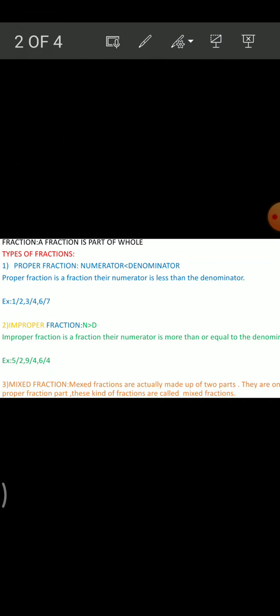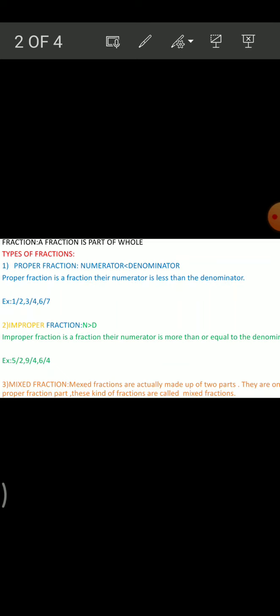And next, improper fraction. In an improper fraction, the numerator is greater than the denominator. Already we discussed it. An improper fraction is a fraction whose numerator is more than or equal to the denominator. Symbolically we can write n is greater than or equal to d. Examples for this: 5 by 2, 9 by 4, 6 by 4 etc. In those examples, in every case the numerator is bigger than the denominator.